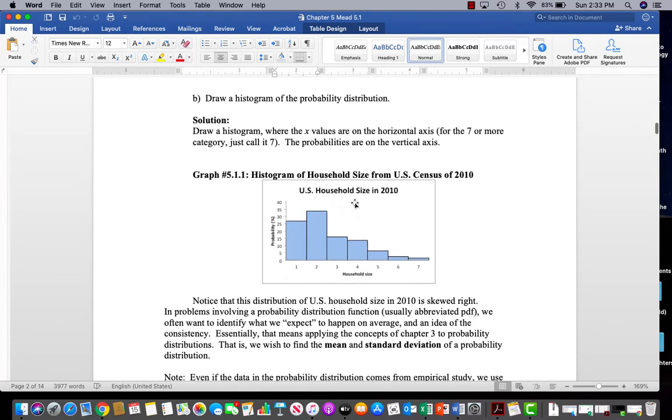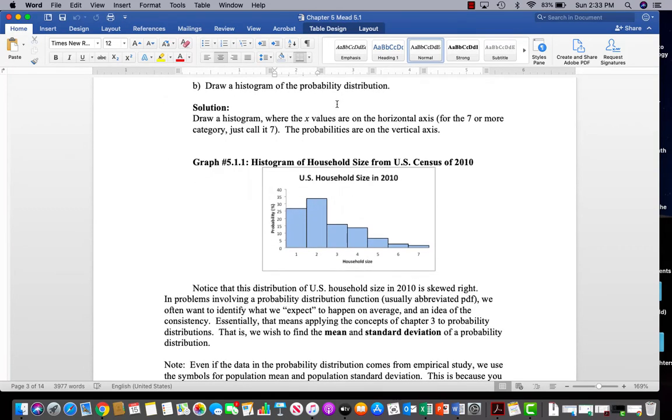Okay. The second thing we can do with this is draw the probability distribution in the form of a histogram, like this. We look at that and think, wow, that looks like a histogram like we did back in chapter 2. And it does, except it's for discrete data. 1 through 7 is what's listed there.